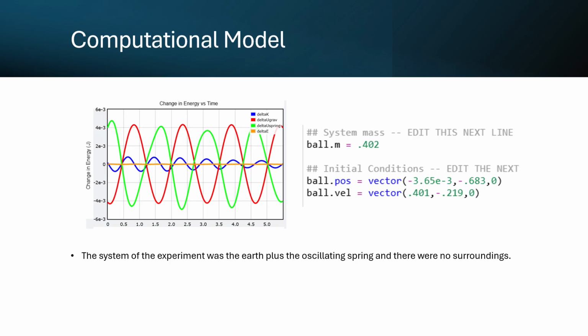So this is our computational model, and these are our initial conditions. The ball mass was 0.402 grams. Our ball position was these coordinates, and then our ball velocity. Most people started with 0 for their initial velocity. However, I started my video off when the mass already had velocity, so that's why my velocity already has numbers.